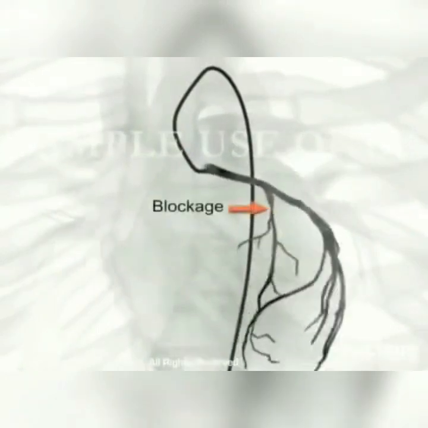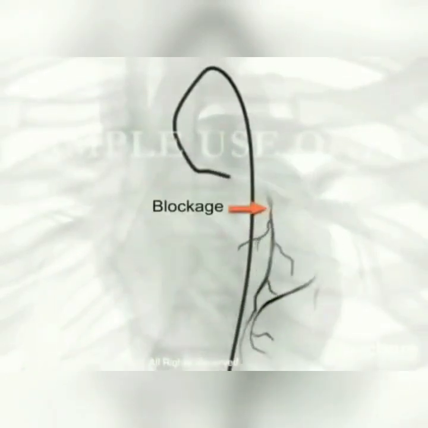This dye allows the fluoroscope to take X-ray images, called angiograms, of the artery's interior. Any blockages will be clearly identified as the arteries fill with dye. You may feel flushed or slightly nauseated when the dye is injected.